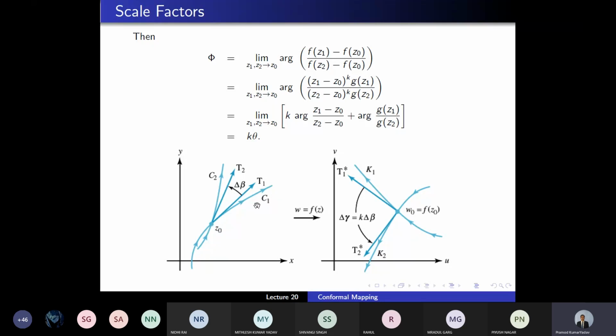You all know the angle. What is the concept of this one? y2 minus y1, x2 minus x1. And then f(Z2) minus f(Z naught). The value of f(Z1) minus f(Z naught) has been evaluated earlier. That was (Z1 minus Z naught) to the power k times g(Z1), and f(Z2) minus f(Z naught) means (Z2 minus Z naught) to the power k times g(Z2).